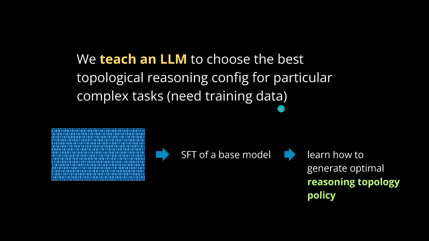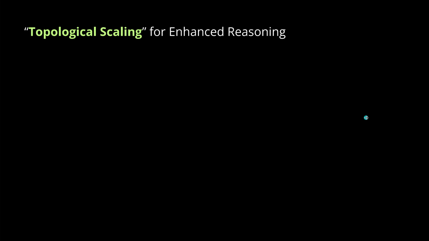So training data. We need training data. We have some reasoning data somewhere. And then we have a supervised fine-tuning of a base language model. And now the task is a little bit different because now we train this LLM to generate an optimal reasoning topology policy. So the reasoning we choose, chain of thought, tree of thought, or graph of thought, this reasoning topology is now different given different tasks. You know, in reinforcement learning, we have a policy model and we have a reward model. And yes, you guessed it.